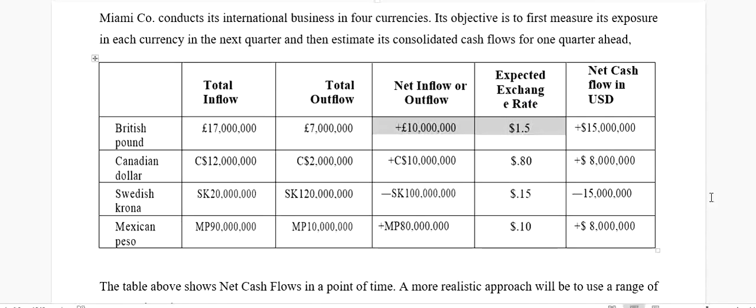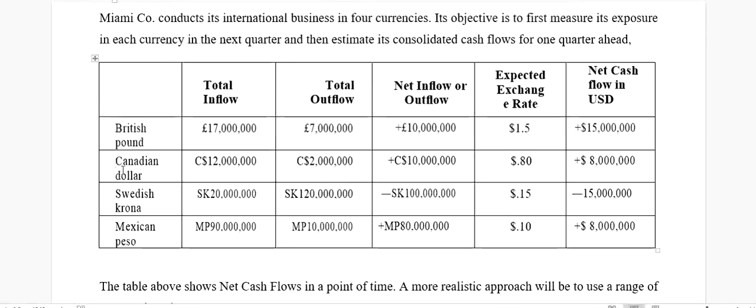So we multiply the quantity with the rate, and it means that the company will be able to generate a positive cash inflow of $15 million in the coming one quarter only from the UK. So that's the thing: first measure the exposure in each currency, okay?